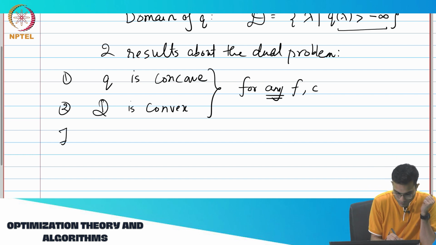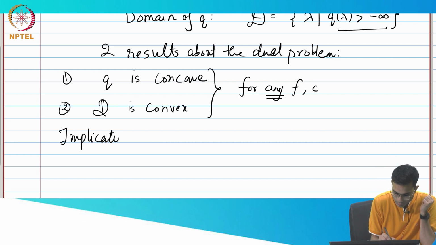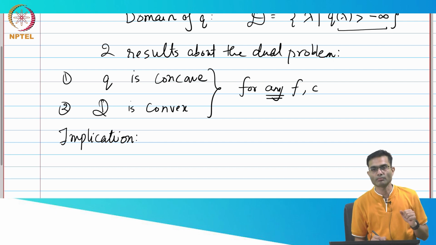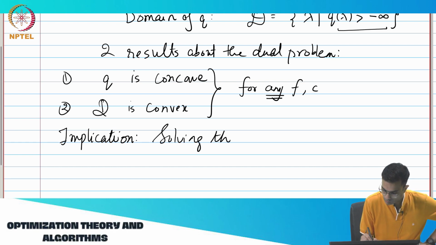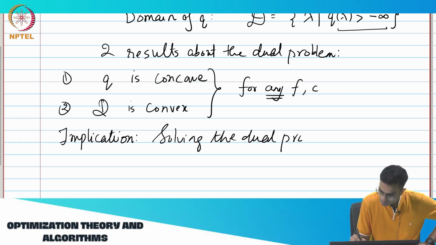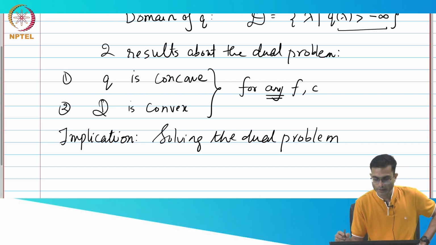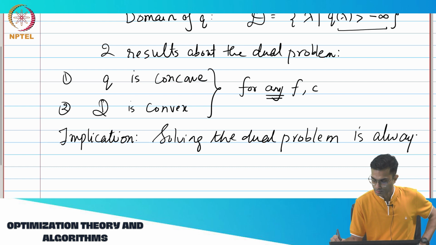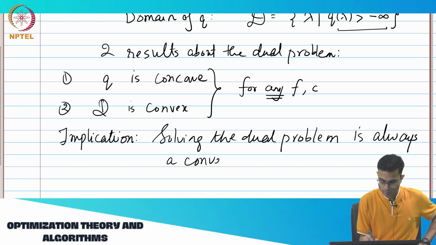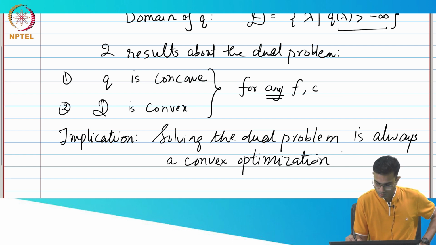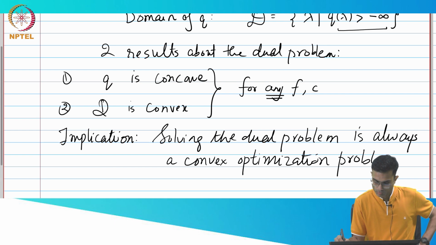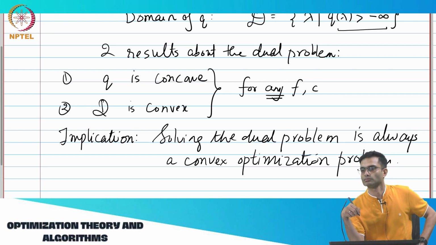So, what is the implication? Why do we care? The take home message from here is that solving the dual problem, can you say that is always a convex optimization problem? Why? Because minus q is convex.